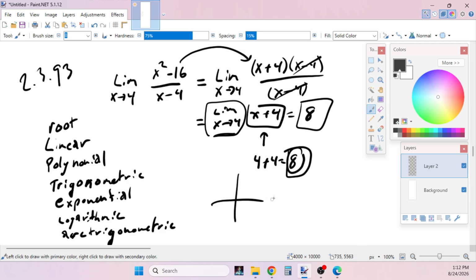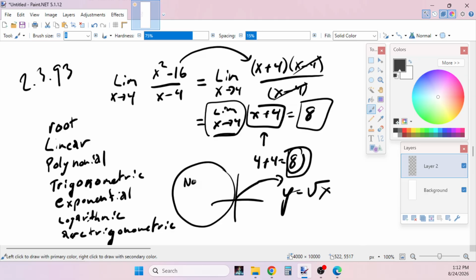So like if you're looking at the square root function, here's y equals the square root of x. It's not defined on this half of the graph. So it's not continuous here.